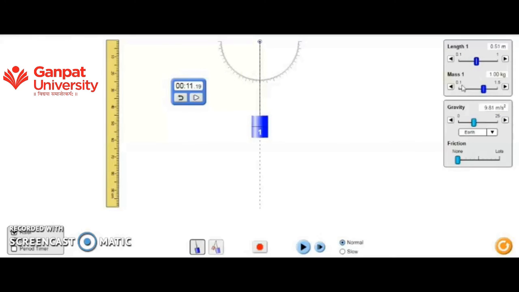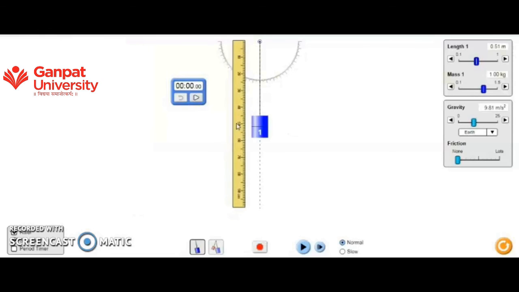We do not have to change its mass. Gravity, we are measuring on Earth. The clock you can reset by this, and you can start it by this. If you start the oscillation, you can oscillate by this, and then you can start the button here. This is how you can stop and reset. You can use the ruler like this.